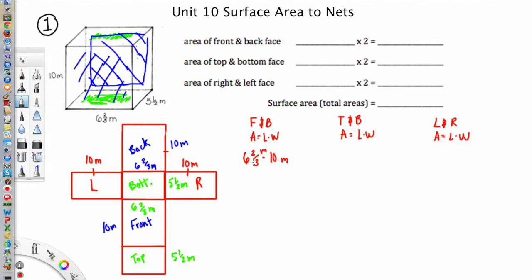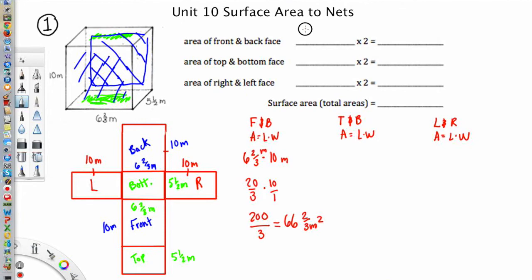I'm going to change my 6 2/3 meters into an improper fraction, which would be 20/3, and then multiply that by 10/1. And what I'll get is 200/3, and 200/3 reduces to 66 2/3 meters squared. Now the meters squared came from over here, and I didn't show it all the way through, but it's meters times meters.